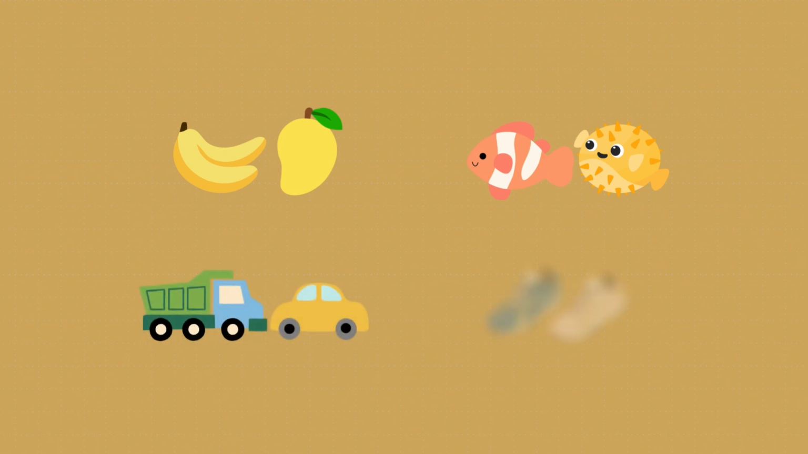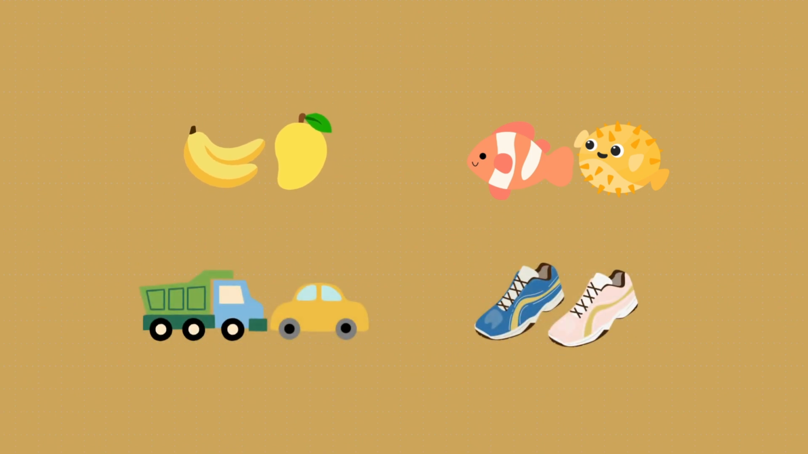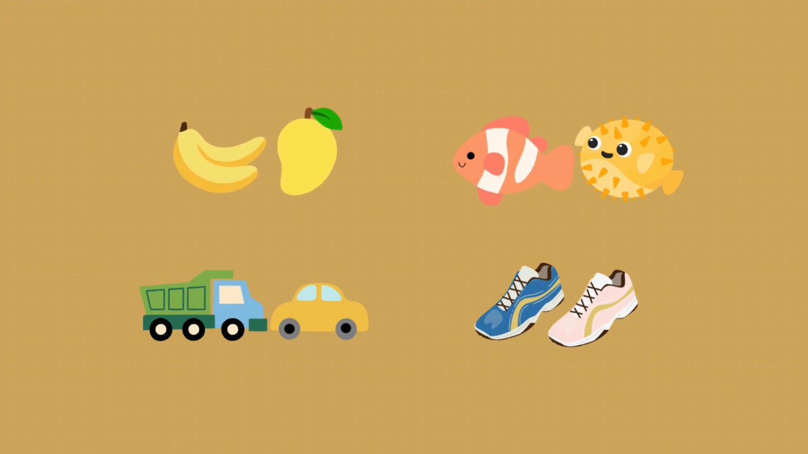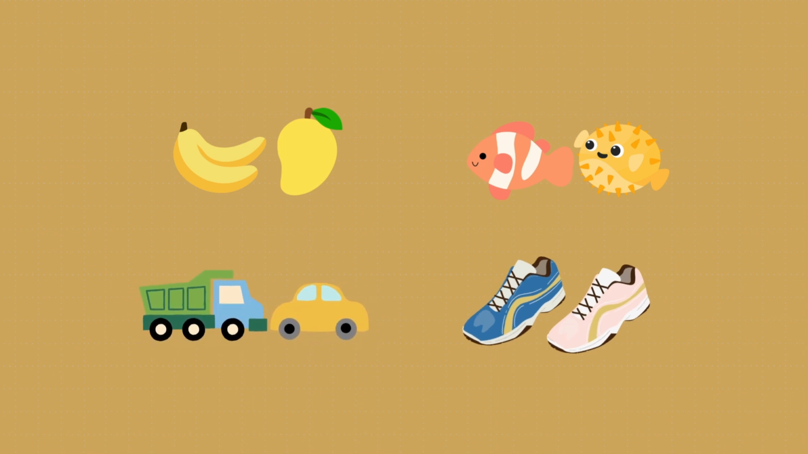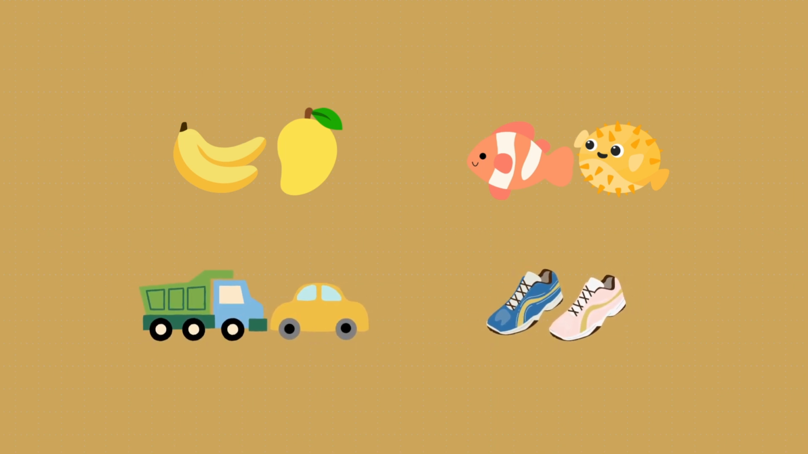Let's begin by looking at a few examples from our daily lives. The first example, two objects may be considered similar because they are both yellow. In the second example, two objects are considered similar because they belong to the same type, which is fish. The next, two objects can be considered similar because they have the same function, which is transportation. And finally, two objects can also be considered similar because they have the same shape. In everyday life, the word similar can have many different meanings.